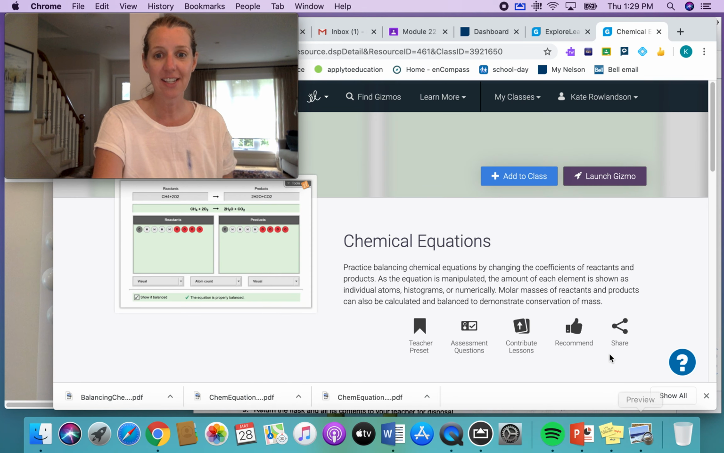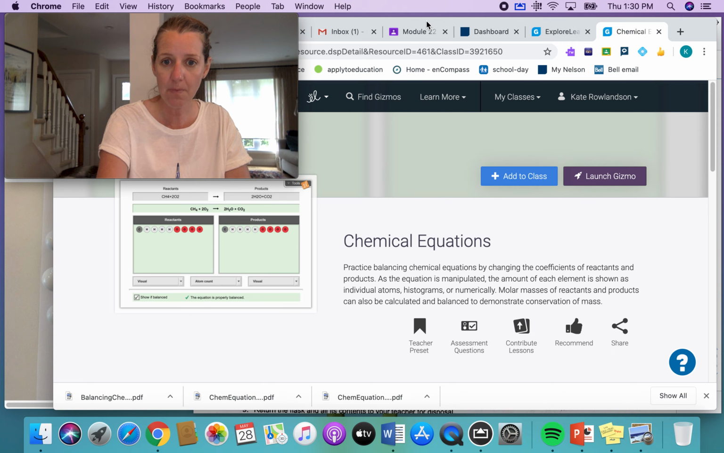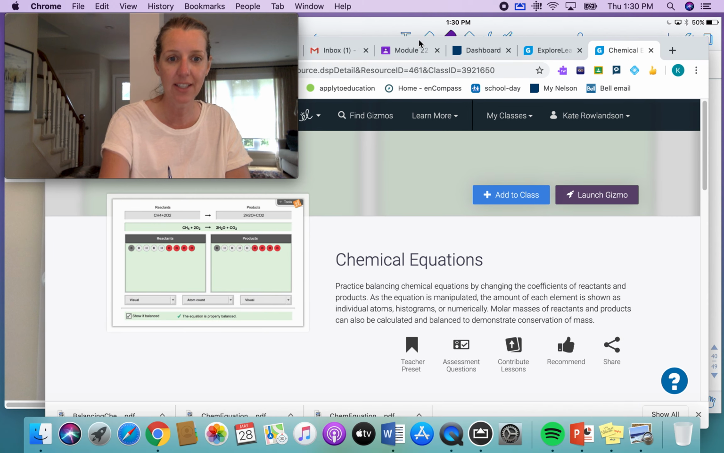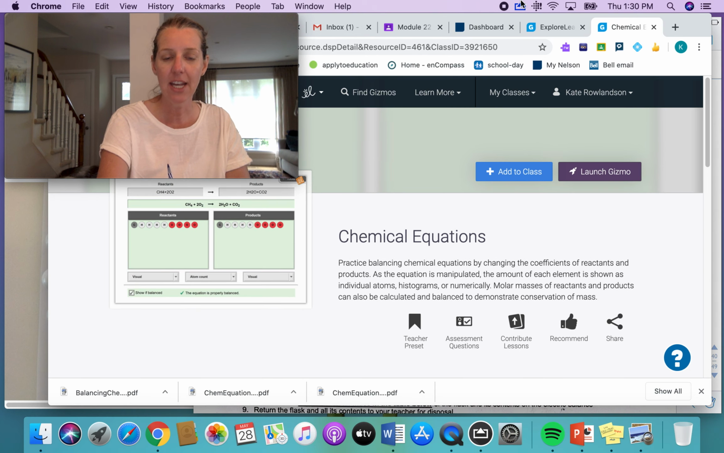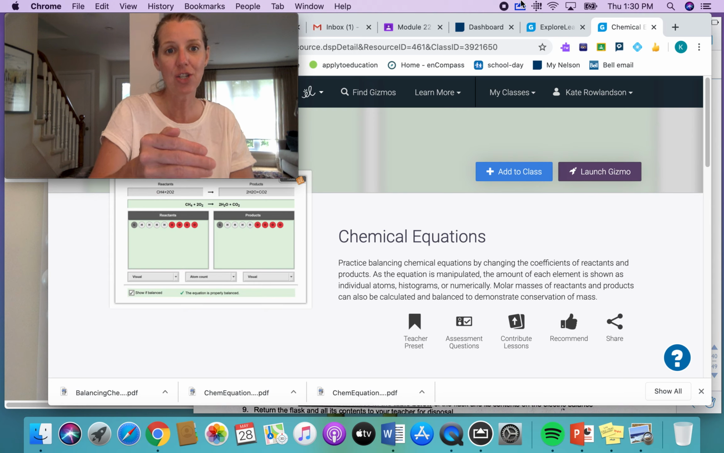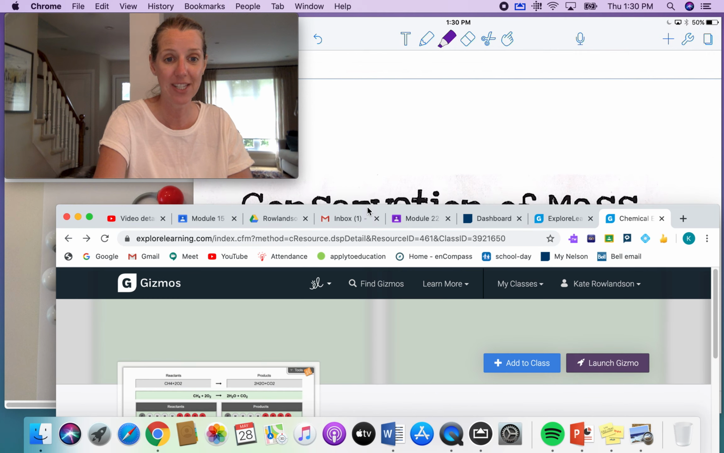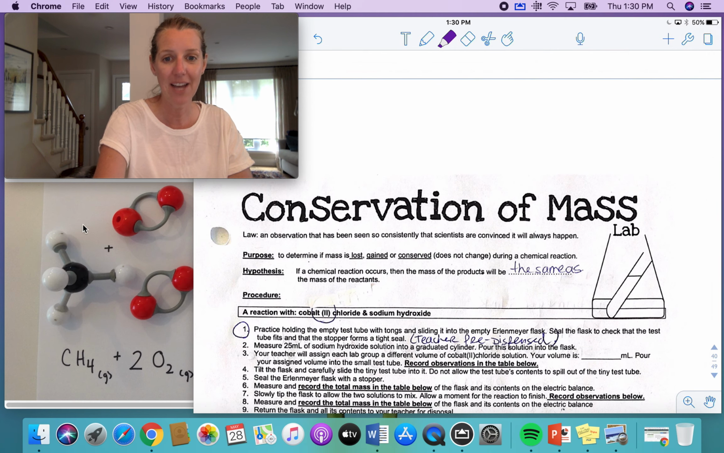The Explore Learning gizmo for this one is about chemical equations, and you get to count up the number and type of atoms on each side of a chemical equation and practice with that. There is another one as well for balancing chemical equations, and that'll be for next week's module. I'll note that there are a couple of things in here that lead into grade 11 chemistry topics, but do as much or as little of this one as you'd like. So there's a gizmo that goes along with this. All right, back to here.